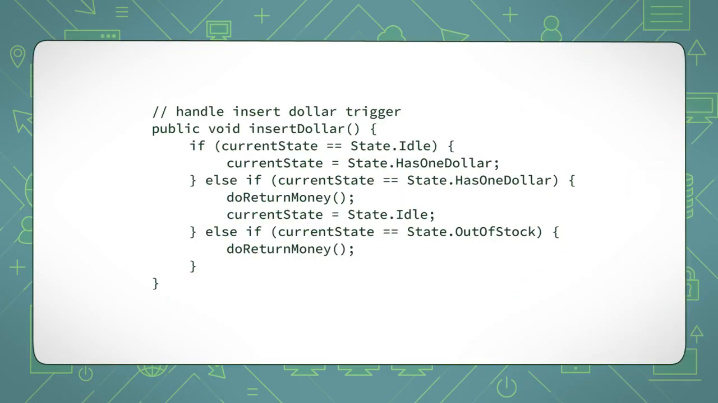Now, if we look at what happens when I insert a dollar, you can see that if the current state of the vending machine was state.idle, then the current state changes to state.has$1. If the current state of the machine was already state.has$1, my money is returned and the current state is set to state.idle. If the current state of the machine was already state.outofstock, my money is returned and the current state stays in state.outofstock.